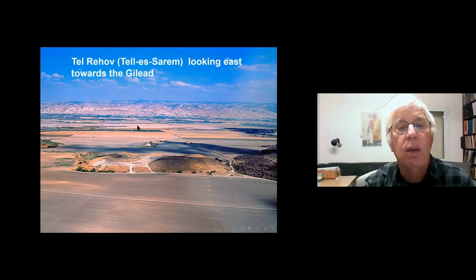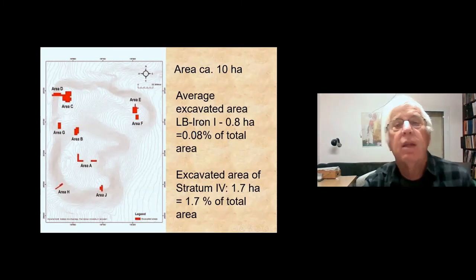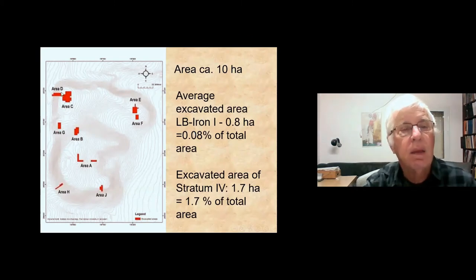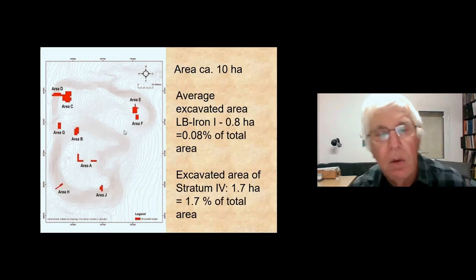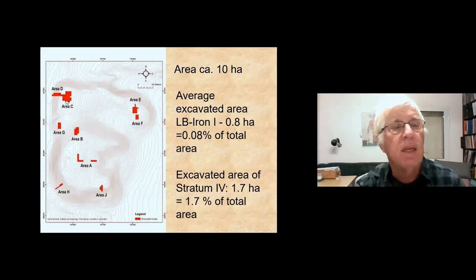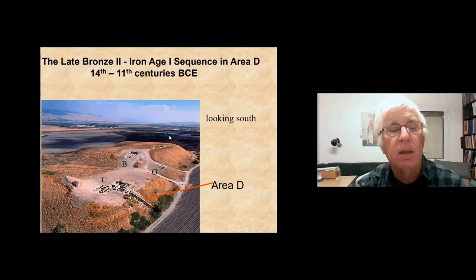You can see it looking east now. We can see the Gilead, the Transjordanian hills, and the Jordan River here in the center of this peak. We excavated in this site a substantial number of areas. You can see them here in red. So we now have good information concerning the history of this site. But today we shall concentrate on this area, and perhaps we shall have time to speak a little bit about this area E. So area C will be our main target today.